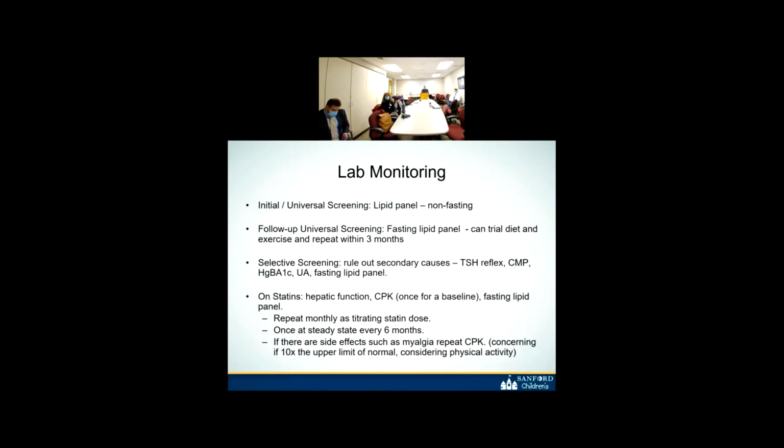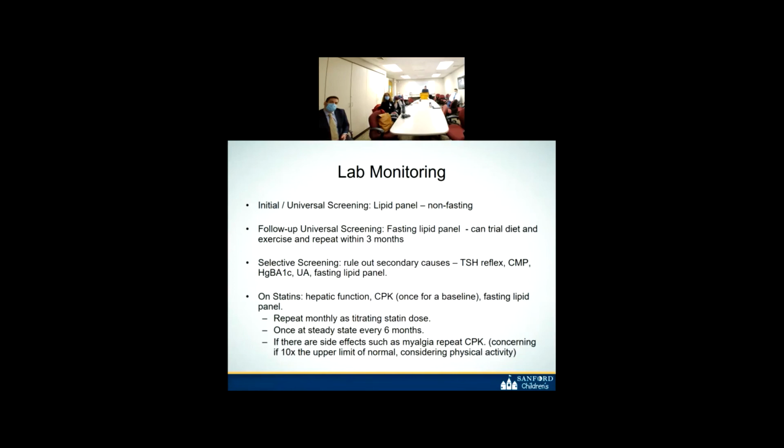Once they're on a statin medication, we're really following their hepatic function as well as their CPK, and fasting lipid panels to make sure that we're actually bringing down that LDL, and we will titrate that statin dose often monthly. Once at steady state, we usually follow them every 6 months.